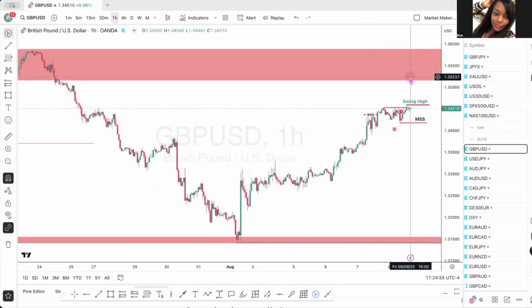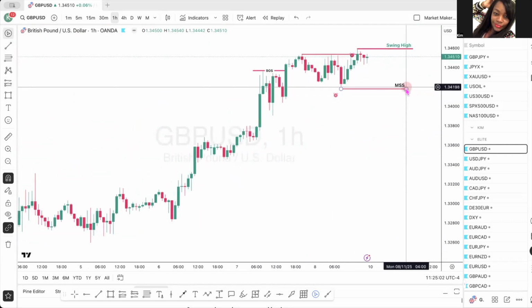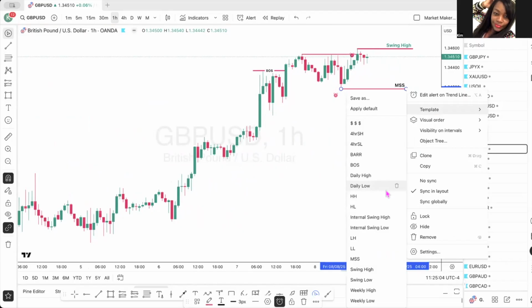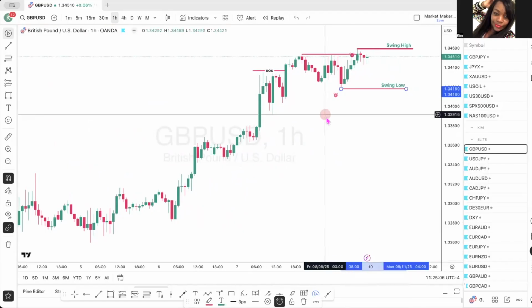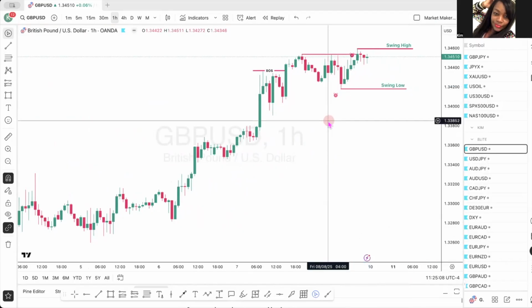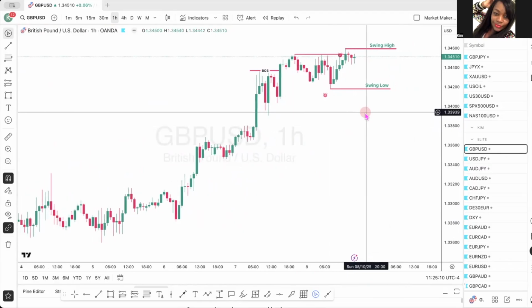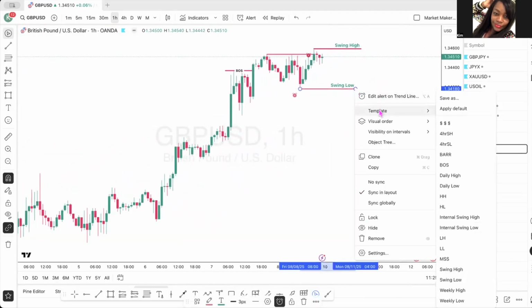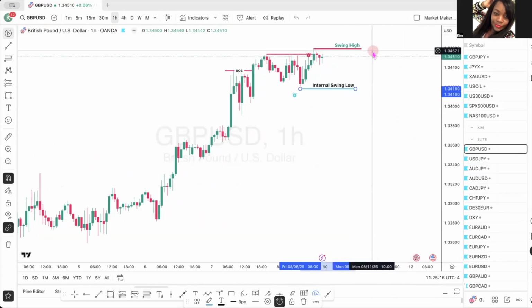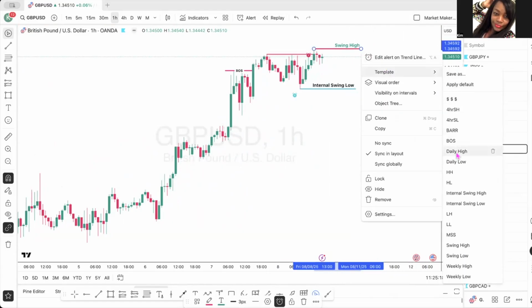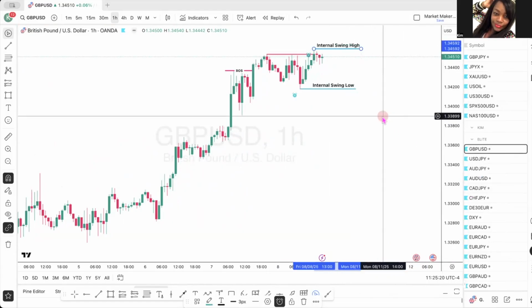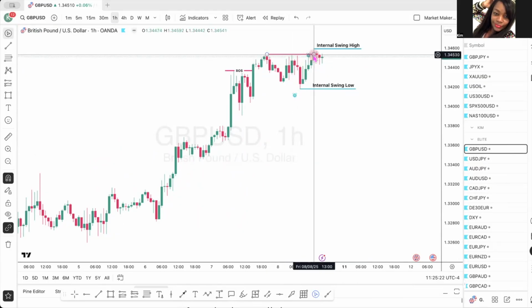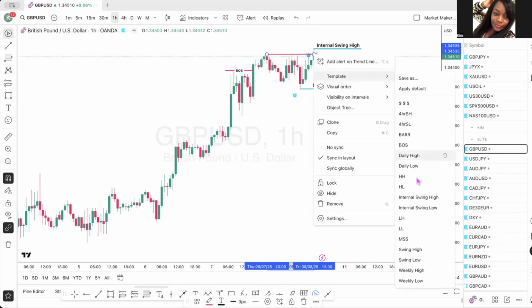If price doesn't push all the way up here and start selling, I'm just going to change it so y'all don't get confused. Swing low. There we go. Okay. And I want to make sure that we know that this is an internal swing low and this is an internal swing high. Okay. And this is our breaker structure.